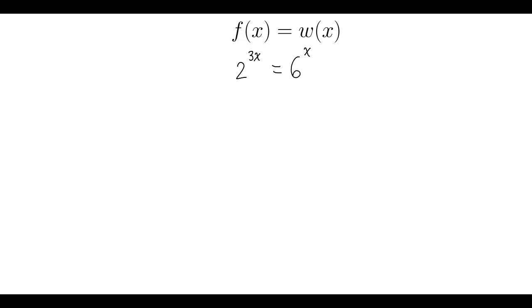Right, so the best first step would be to identify the exponent that is the uglier of the two. Okay, uglier as in which one's slightly more complicated, 3x or x? Well, the 3x is a little bit more complicated, so I'm going to focus on getting rid of this base 2, which means I will use log base 2 on both sides of the equal sign.